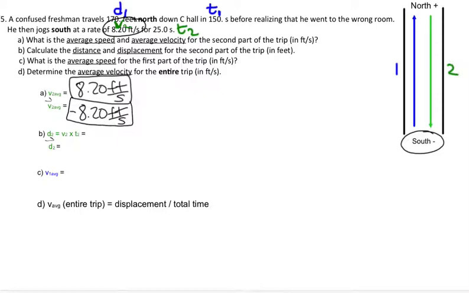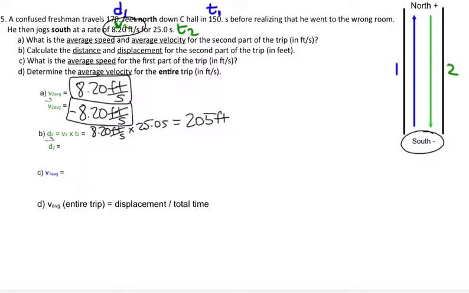Part B, calculate the distance and displacement, two separate things, for the second part of the trip. I'm going to calculate distance first because I've already put the little formula here. Distance for the second part of the trip equals the speed for the second part of the trip times the amount of time traveled at the second part of the trip. So the speed labeled is 8.2 feet per second, and it looks like we have 25 seconds of traveling. That gives us, and I think I need 3 sig figs, yep, 205 feet.